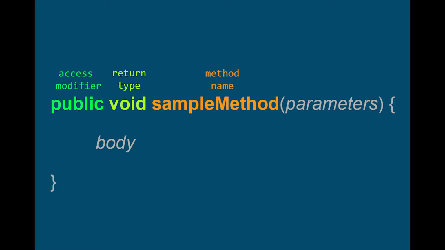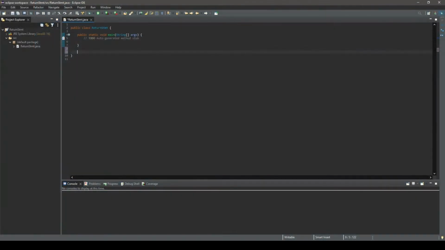Let's look at an example of what that means. Here's an empty project that I called return stmt with an empty class also called return stmt, with the main method stub included. Outside of the main method stub, I'll create another method, and this method will be called return hello world. I will assign this method an access modifier of public.